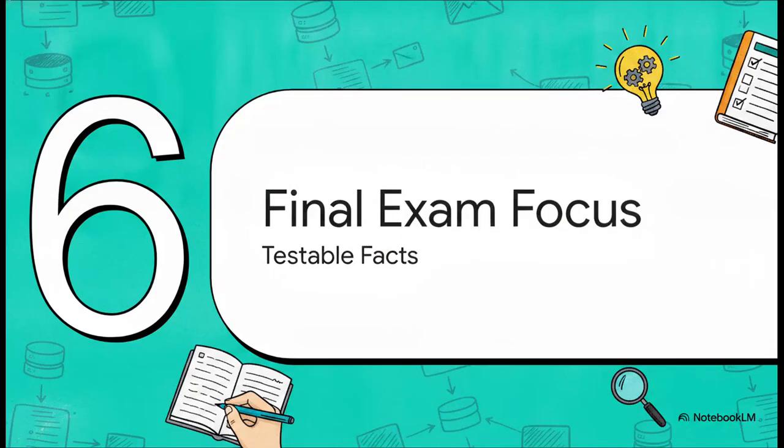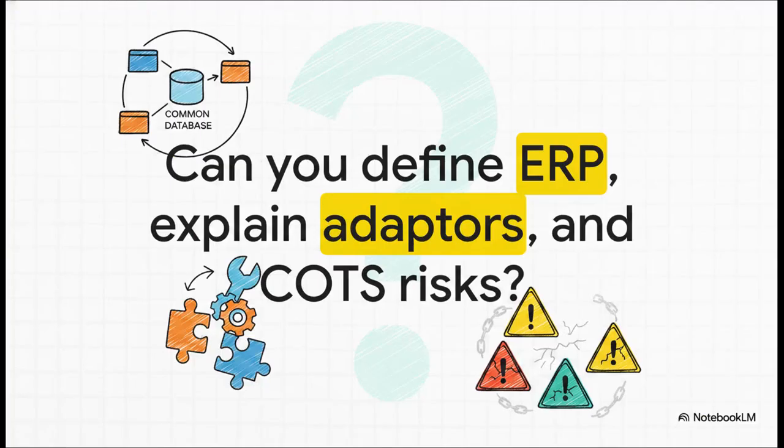And that leads us to our last stop, Section 6, Final Exam Focus. If you want to absolutely ace the Chapter 15 section of your test, you've got to be able to confidently answer these 3 questions. 1. Can you define an ERP and explain how its modules share a common database? 2. Can you explain an adapter's vital purpose as a translator between incompatible data formats? And 3. Can you articulate the downsides of relying on COTS systems, specifically listing out those 4 integration risks identified by Bohm and Apts? If you can answer these clearly, you are going to be in excellent shape.